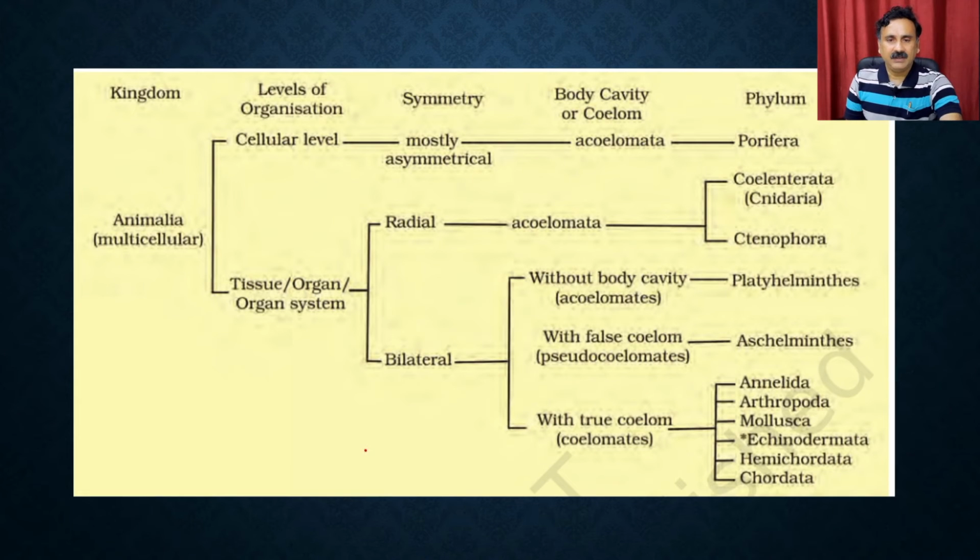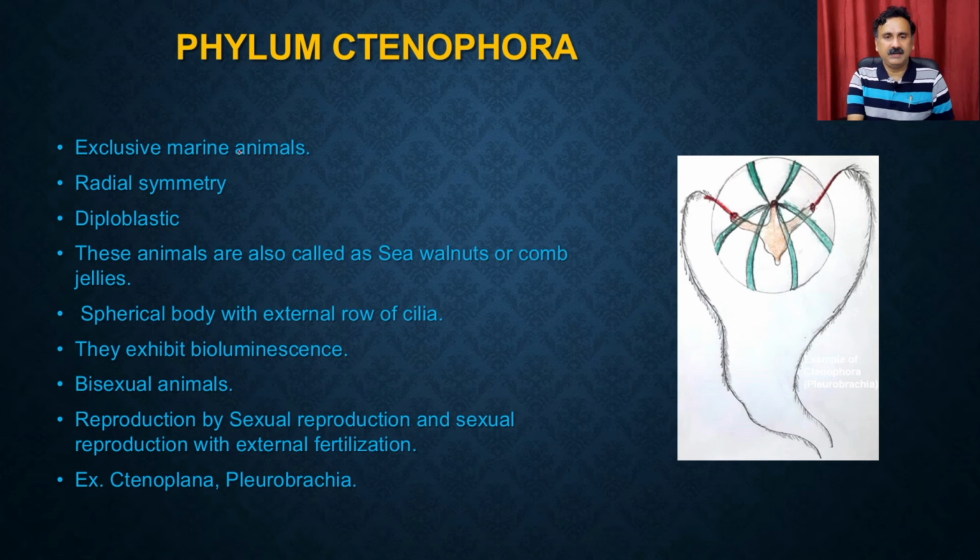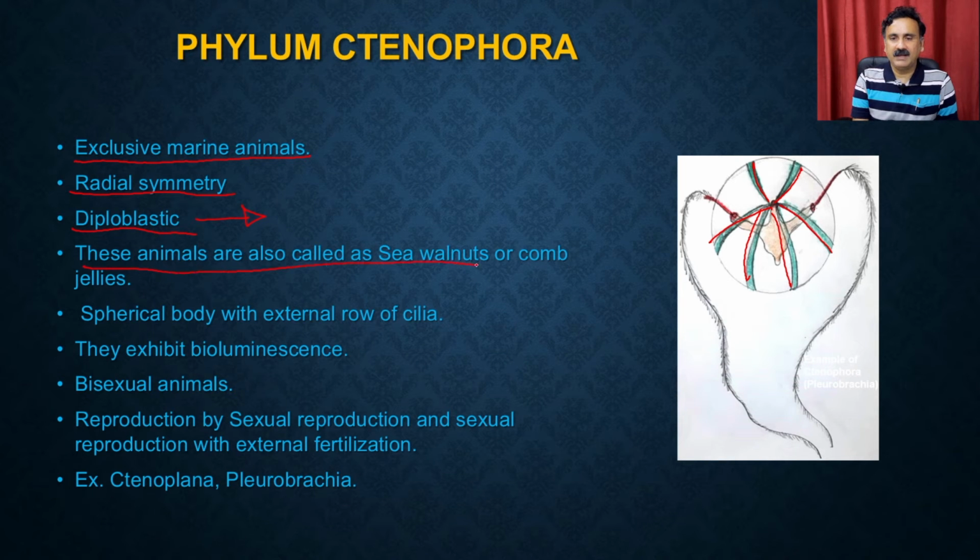Then we have the Ctenophora. Ctenophora are exclusively marine animals. They have radial symmetry, right? You can divide the animal as the radii come. It is a diploblastic animal, so it does not have the mesoderm. These animals are classified as sea walnuts or comb jellies. They have a spherical body with external rows of cilia.